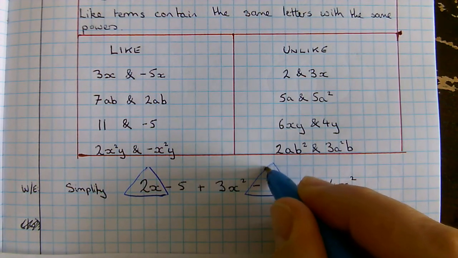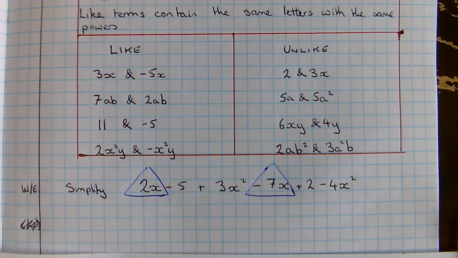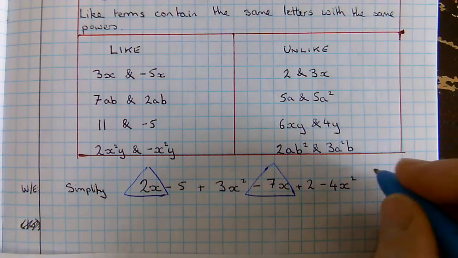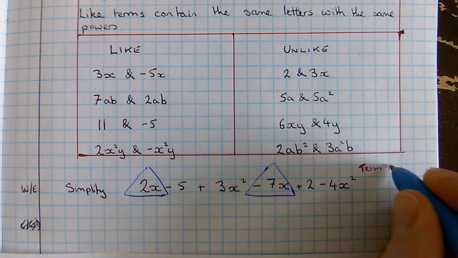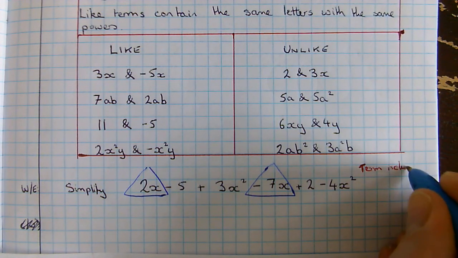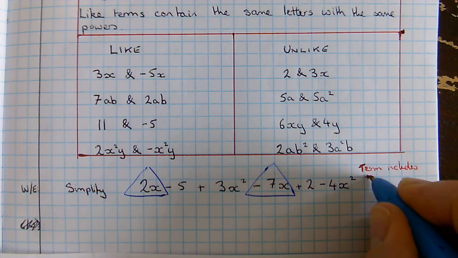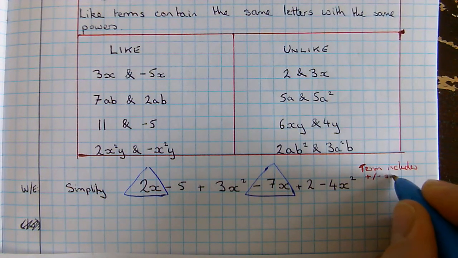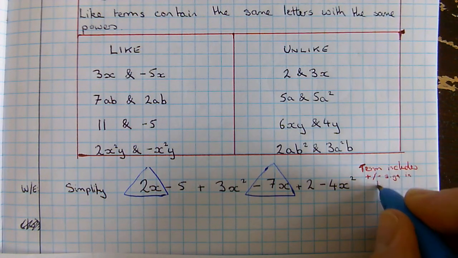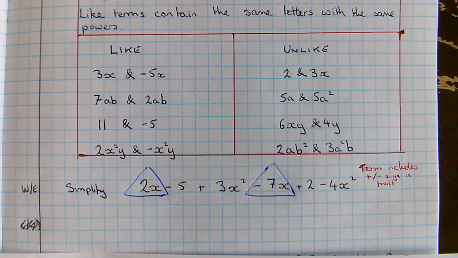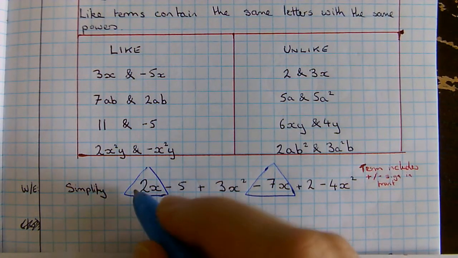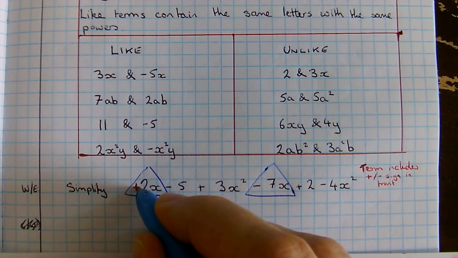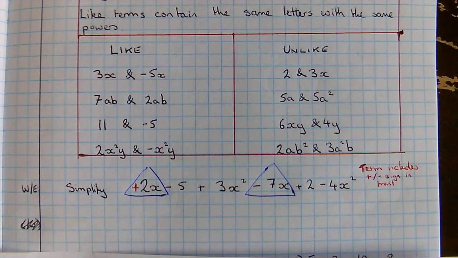Okay, so let's just put a little note to ourselves. The term includes the plus or the minus sign in front. Now the first term doesn't normally have a sign in front, which means it's positive, so I can just write it positive in there. Okay, so that's my x's term, so I can simplify that.